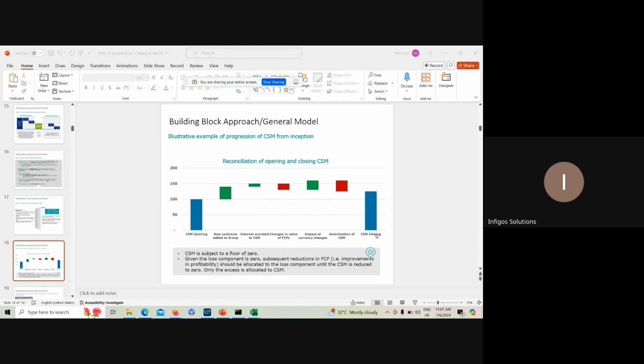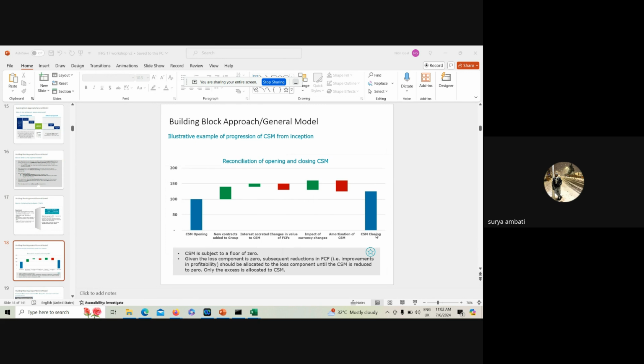Any question? What is CSM? Contractual service margin. It's a profit which you will keep as a component. You will release it only once the service is provided. And what is it reconciled against?